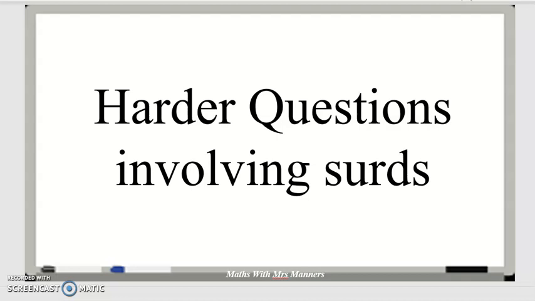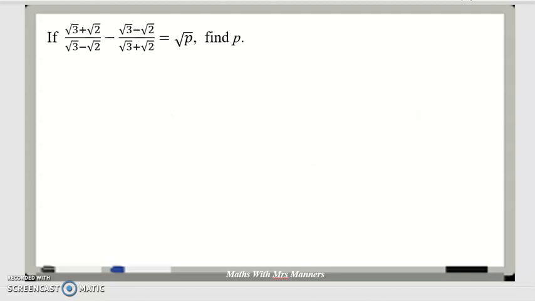Alright, this video is on harder questions involving surds. So we've now come towards the end of the topic where you have learnt how to add, subtract, multiply, divide surds, you've learnt about special expansions, and you've learnt to rationalise the denominator. But now we're looking at questions which require you to apply different parts of the topic, and it may be unfamiliar. Let's have a look at two examples in this video.